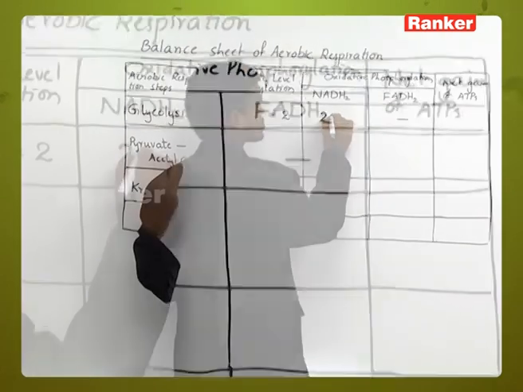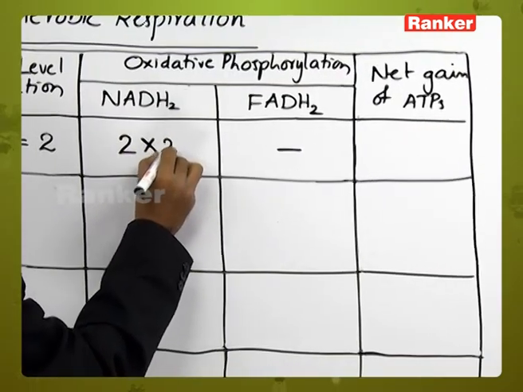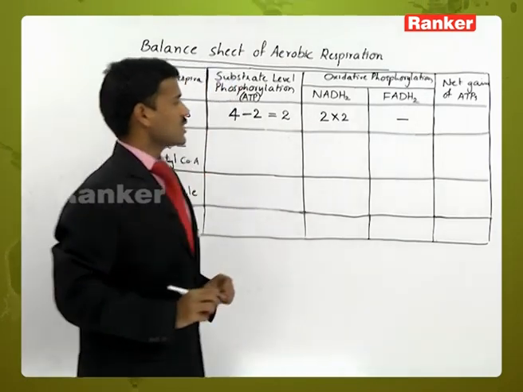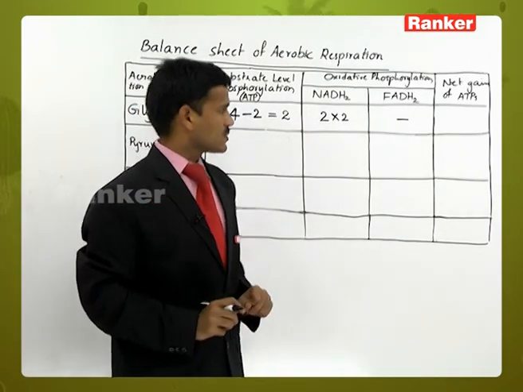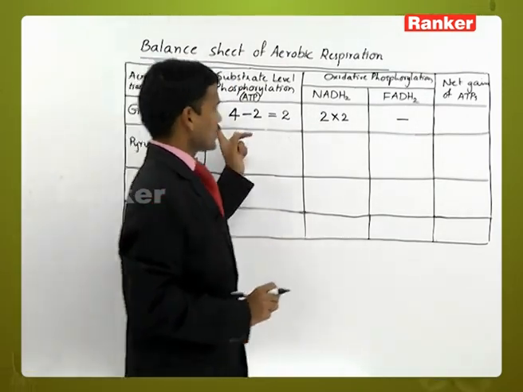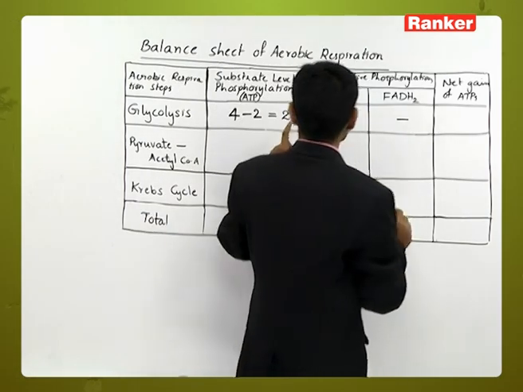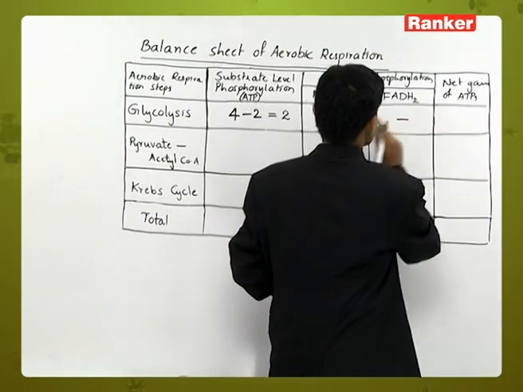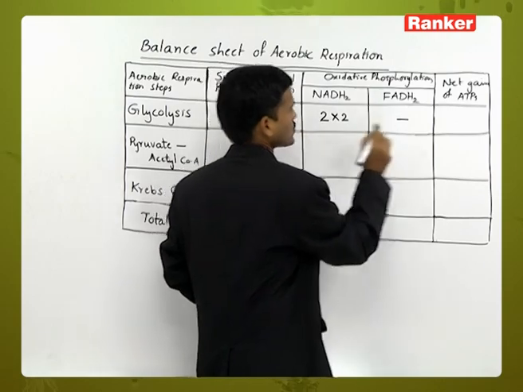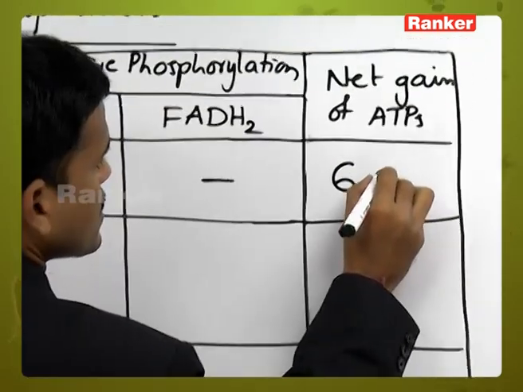So, 1 NADH2 is equal to 2 ATPs. 2 NADH2s are equal to 4 ATPs. So, in total in glycolysis, the net gain of ATP is 4 plus 2, 6 ATPs.